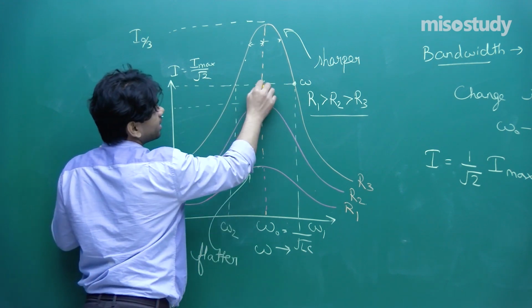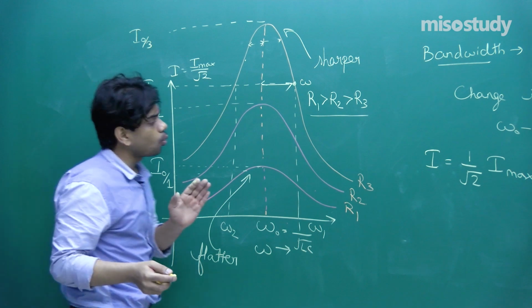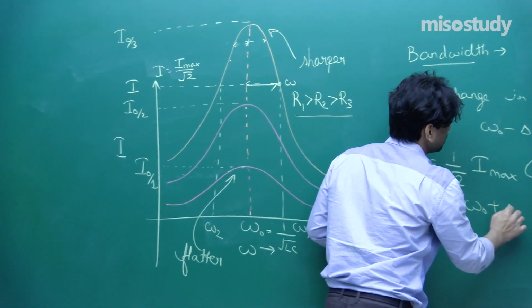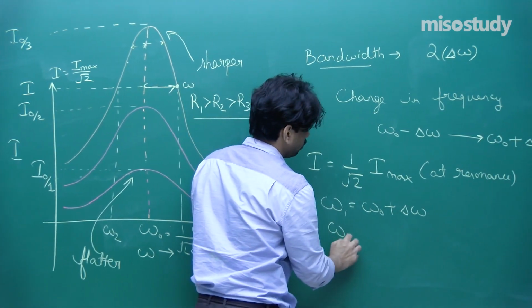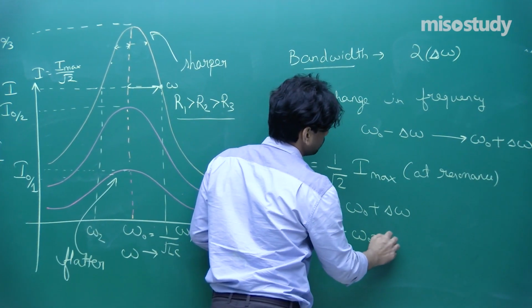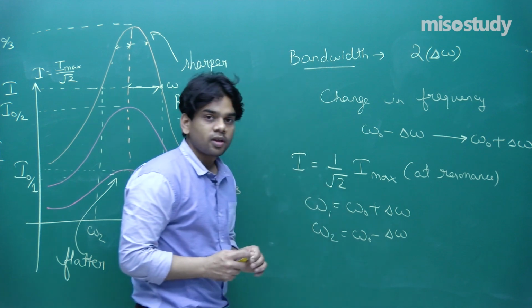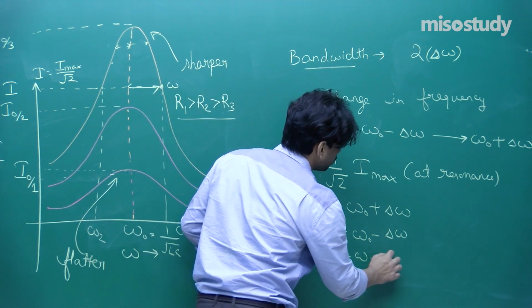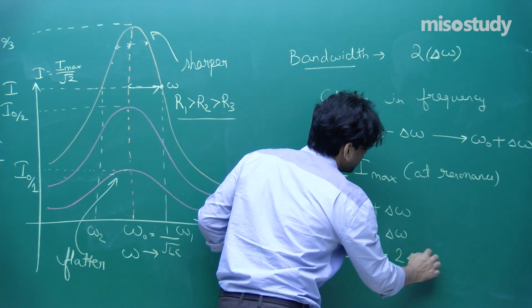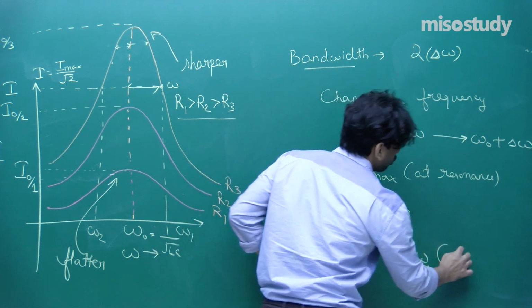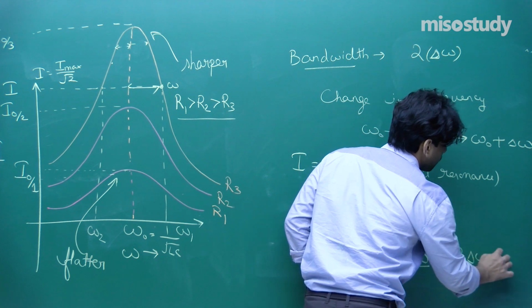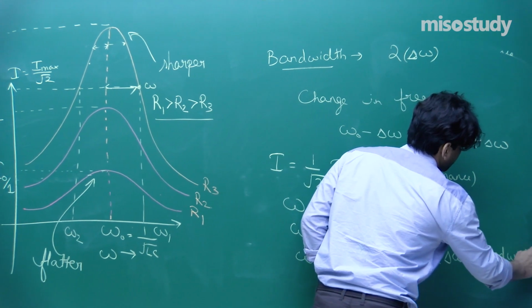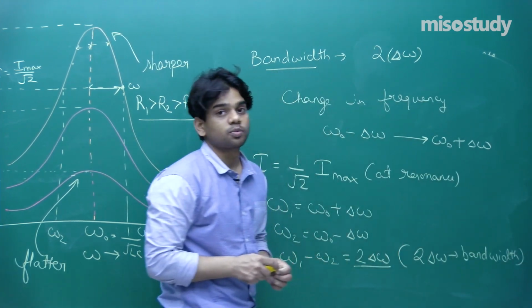Let's say omega 1 can be given as omega naught plus delta omega, and omega 2 can be given as omega naught minus delta omega. So the difference between the two, omega 1 minus omega 2, will come out to be twice delta omega. This twice delta omega is known as bandwidth.